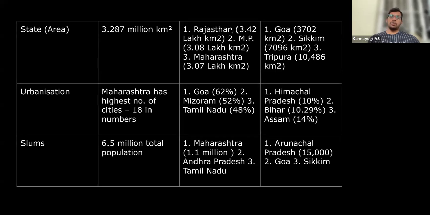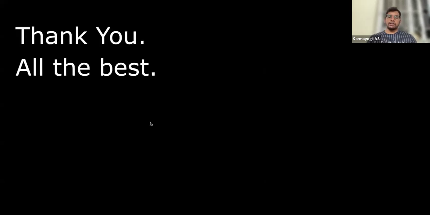As for states by largest area, you all know, Rajasthan, followed by Madhya Pradesh, then Maharashtra. Similarly, the smallest areas are Goa, Sikkim, and Tripura. And also about slums, Maharashtra has the highest slums, followed by Andhra Pradesh, and then Tamil Nadu. Arunachal Pradesh has the lowest slums, followed by Goa and Sikkim. Right? So these are important topics which are untouched by UPSC, but still important, which you need to revise. These are untouched topics in recent times. Okay. So this is about Indian geography, untouched and important topics.